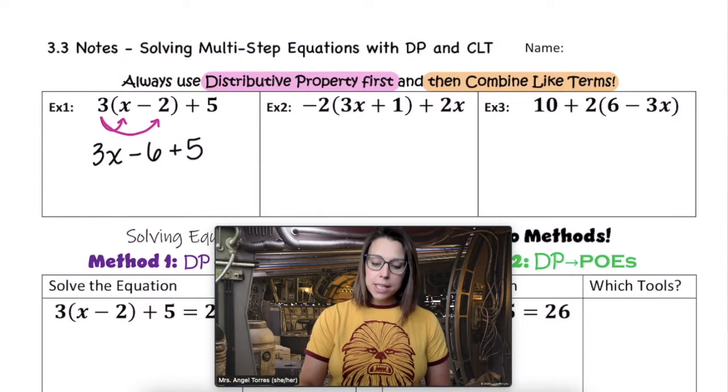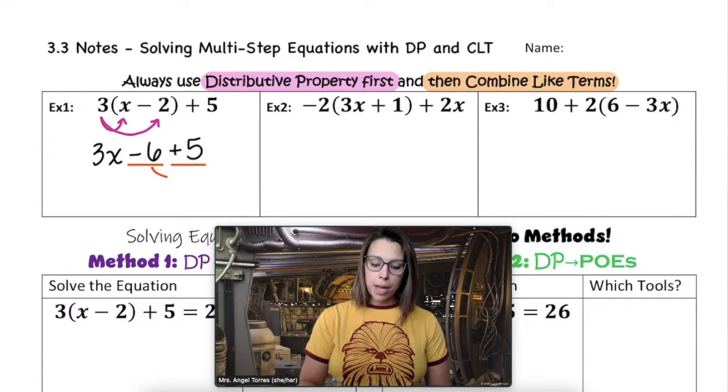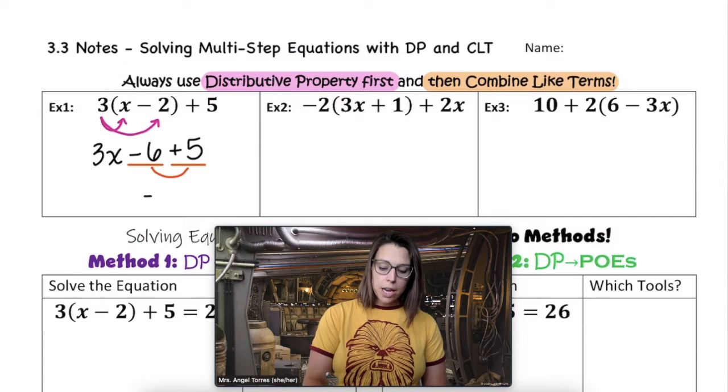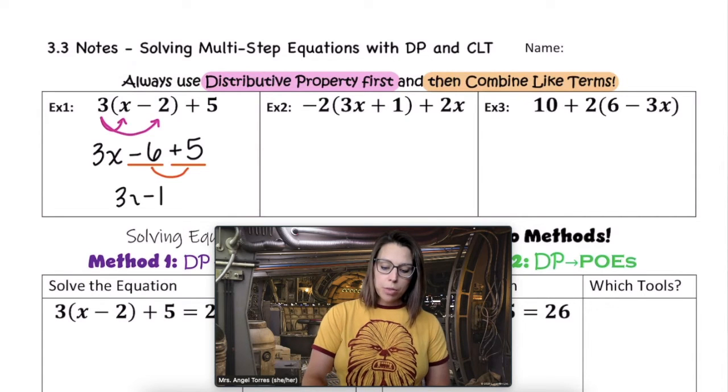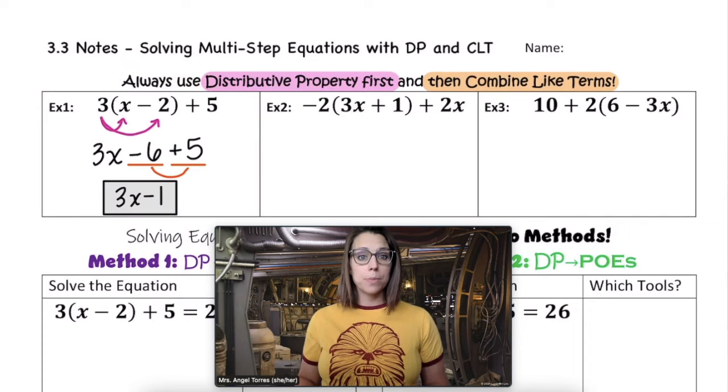My like terms in this expression are my constants, negative 6 and positive 5. If I combine those together, negative 6 and positive 5 combine to negative 1, bring down my 3x, and this expression is fully simplified because I have combined all like terms.